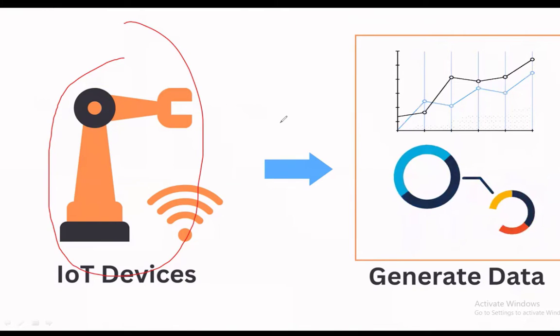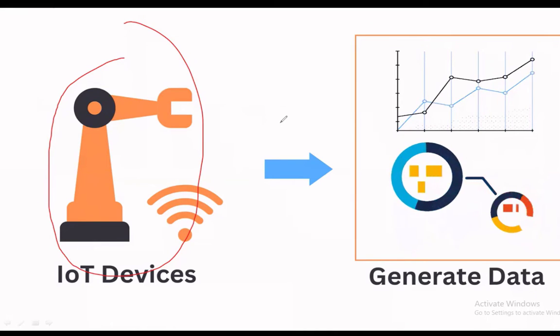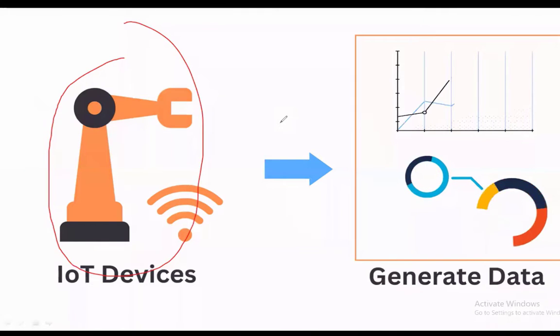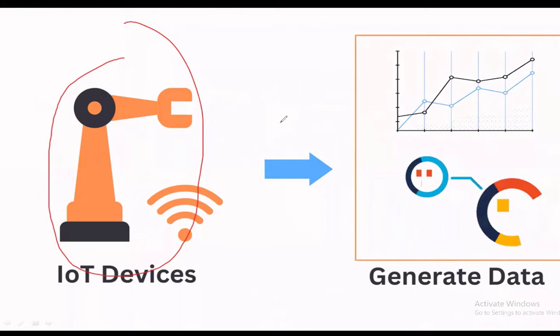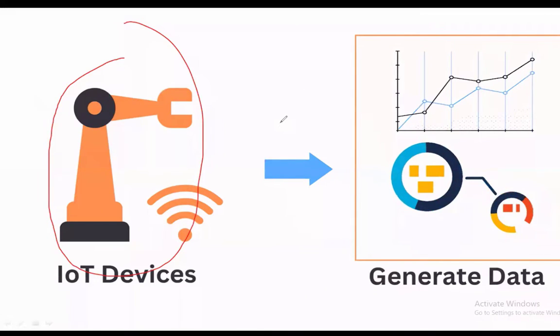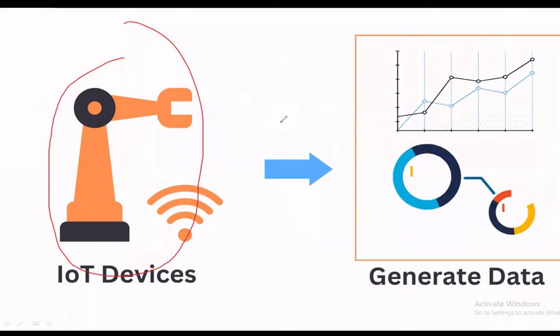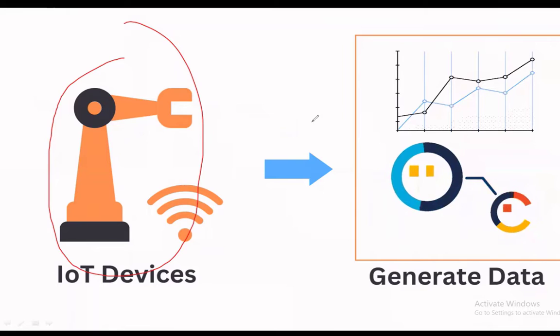IoT devices are generating data, and there are many other sources. Websites generate data, e-commerce generates data, social media generates data, sales, CRMs, or maybe some other platforms, they are generating data. Everywhere you see that data is being generated. Even IoT devices generate data. So we are going to use this data for making better decisions. How to do that? I'll be showing you now.